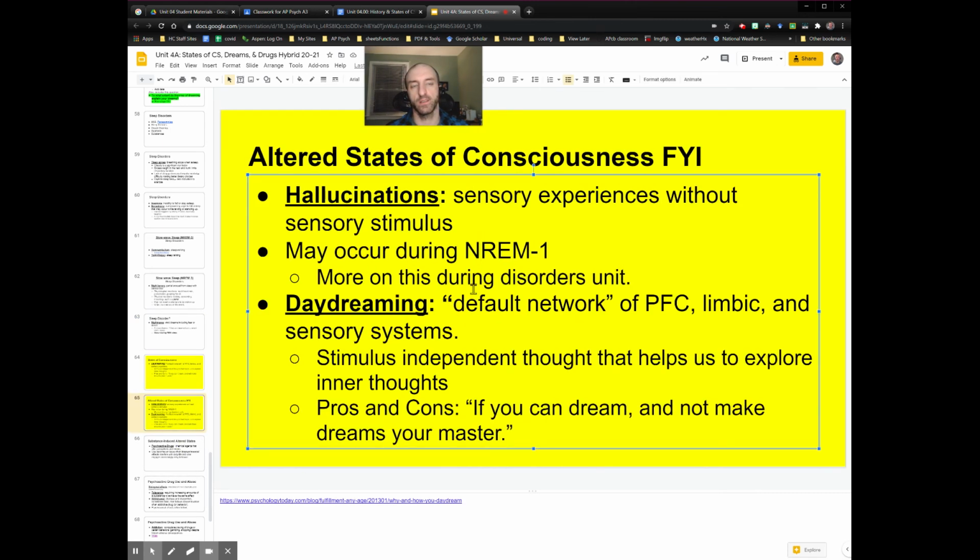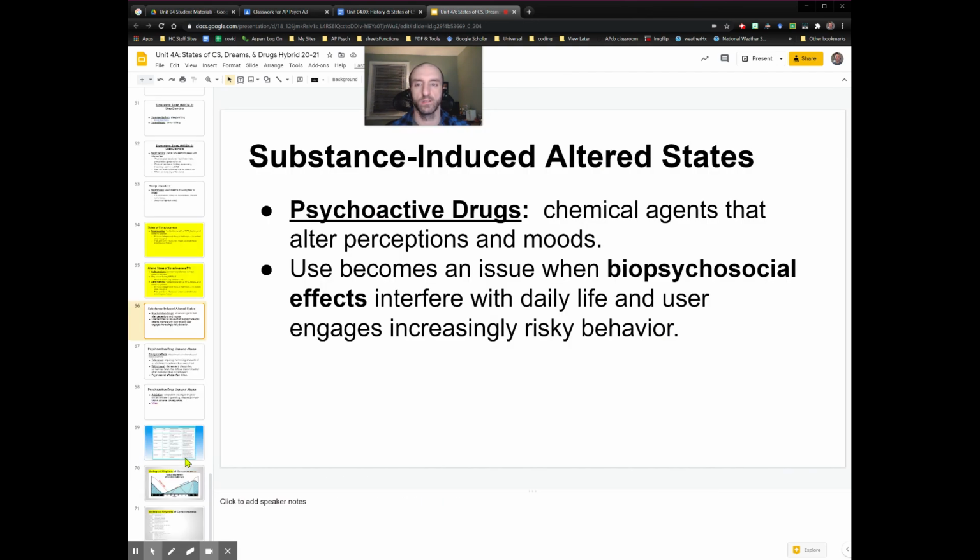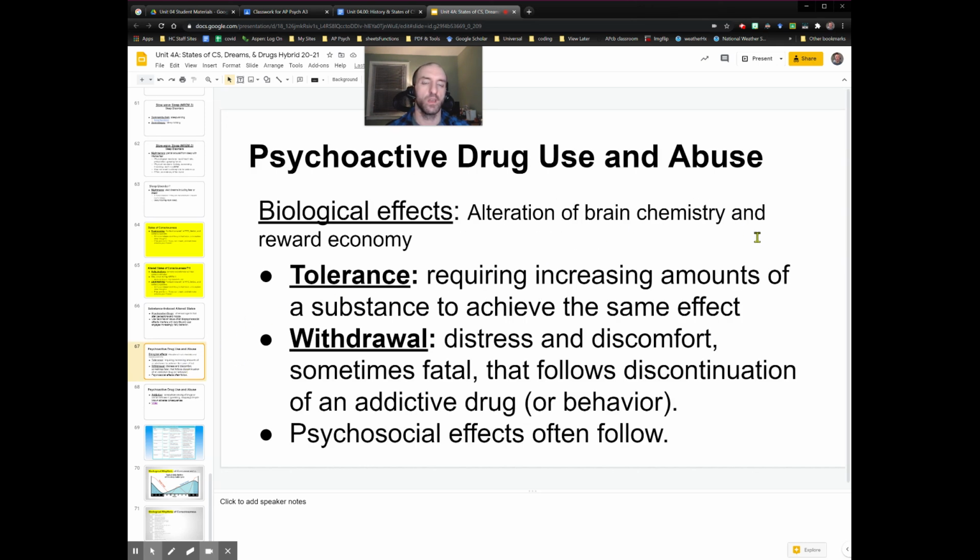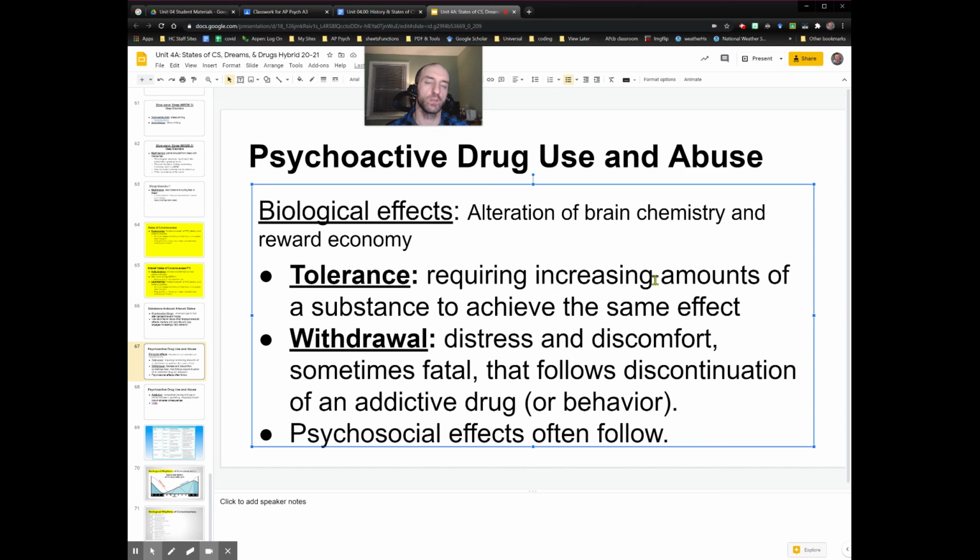Hallucinations, you can read that. That's also a state of consciousness. Related to psychoactive drugs, you know about all this stuff from health class, you can read that. Other fun facts here. Tolerance, requiring more and more. Withdrawal, you can see that. We'll talk about withdrawal when we talk about learning theories in the next unit.